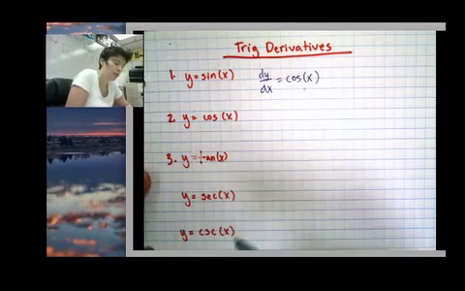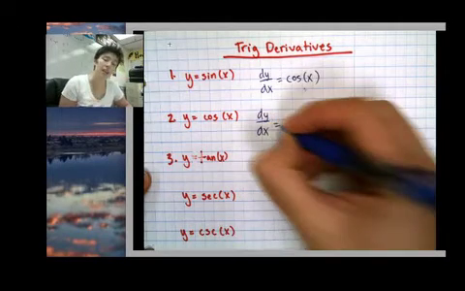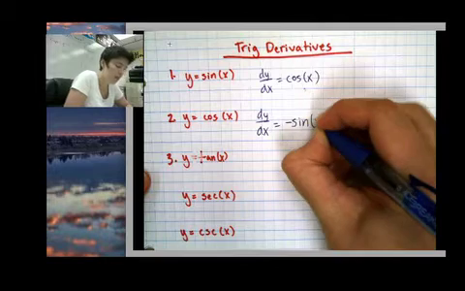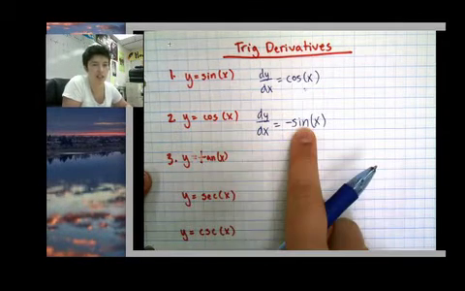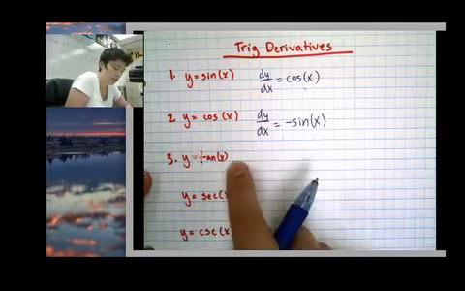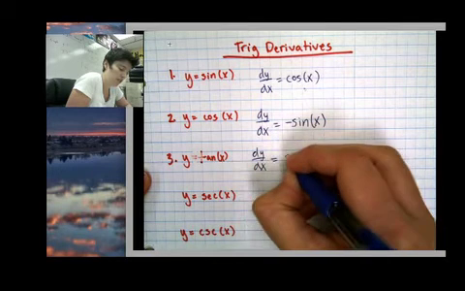Cosine's kind of the opposite. If you derive it, dy dx, you end up getting a negative sine of x. It's a negative sine of x. In fact, all cofunctions, if you derive them, give you a negative answer. So just keep that in mind. And then tangent of x, if we derive it, dy dx, it's secant squared.